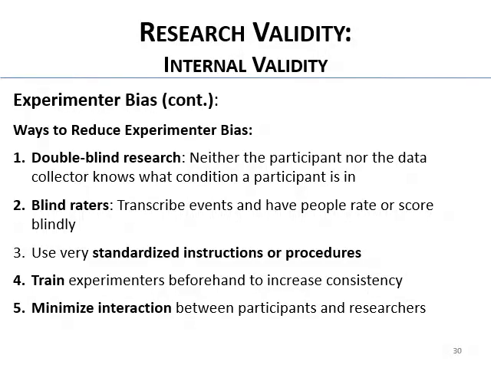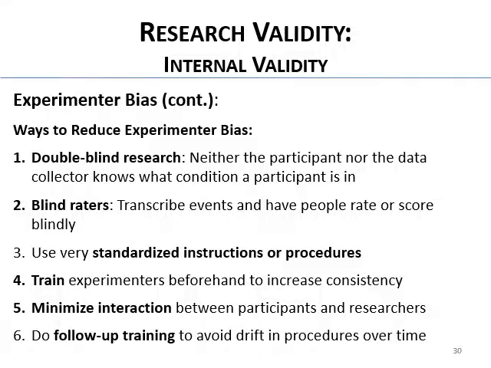And overall, minimizing interaction between participants and researchers is a great way to reduce experimenter bias, but not perfect. You have to remember that if you have multiple experimenters or data collectors, you have to do follow-up training. Just building initial inter-rater reliability is insufficient. You have to ensure that there isn't subsequent drift over time in how they're recording or reading things, so that you have consistency across the entire study.